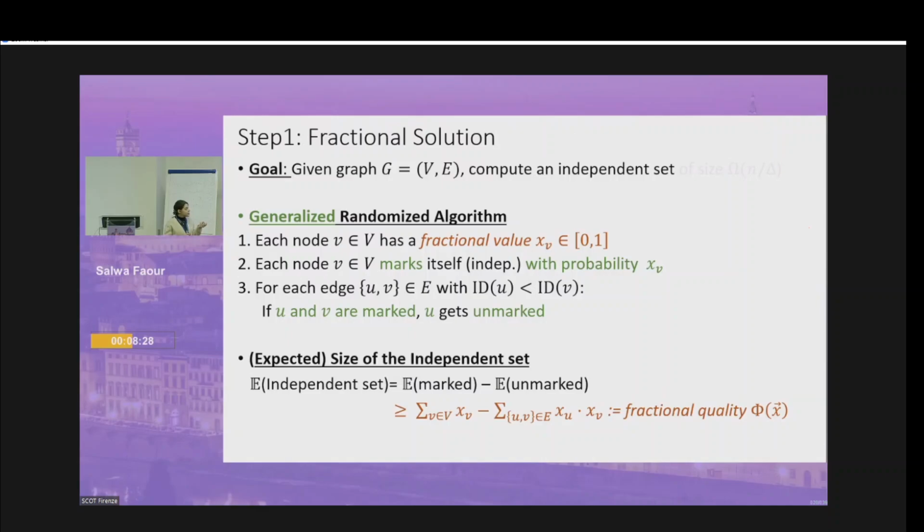And the fractional quality is a lower bound on the size of the independent set in expectation. This fractional quality, I'm calling it phi of x. The vector x is the assignment of fractional values. And it's equal to this expression here, which you can hopefully generalize from the previous algorithm. You go sum over the probability of being marked minus the other sum here.